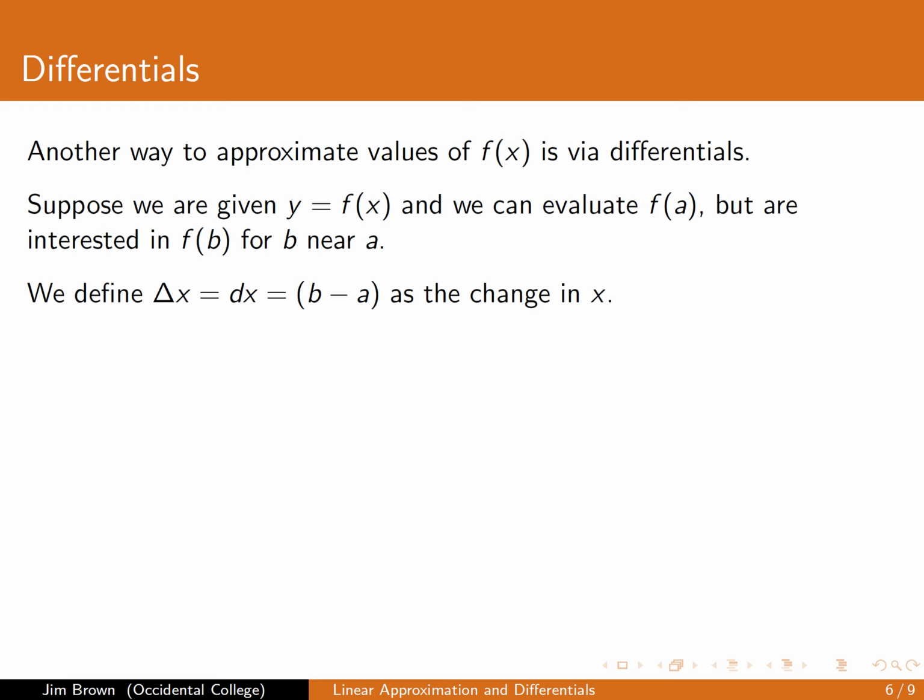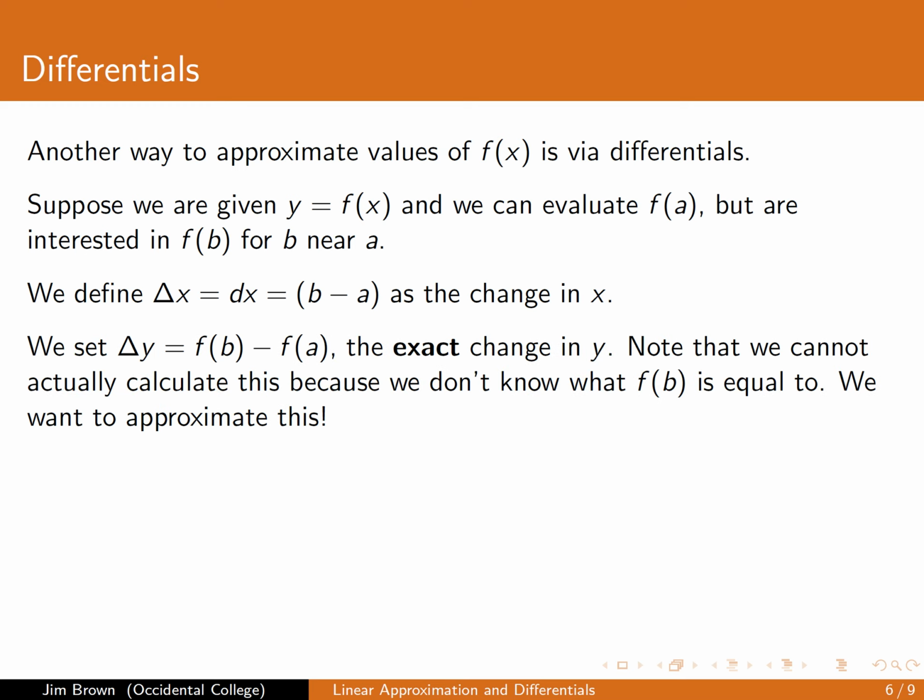So we define delta x, which is also denoted as dx, to be b minus a. So this is the change in x between the two values that we're in, the value we know and the value we're interested in. And we set delta y to be f of b minus f of a. So this is the exact change in y. Normally we can't calculate this because we know f of a, but we don't know f of b. So if we knew delta y and we knew f of a, we'd know exactly what f of b is.